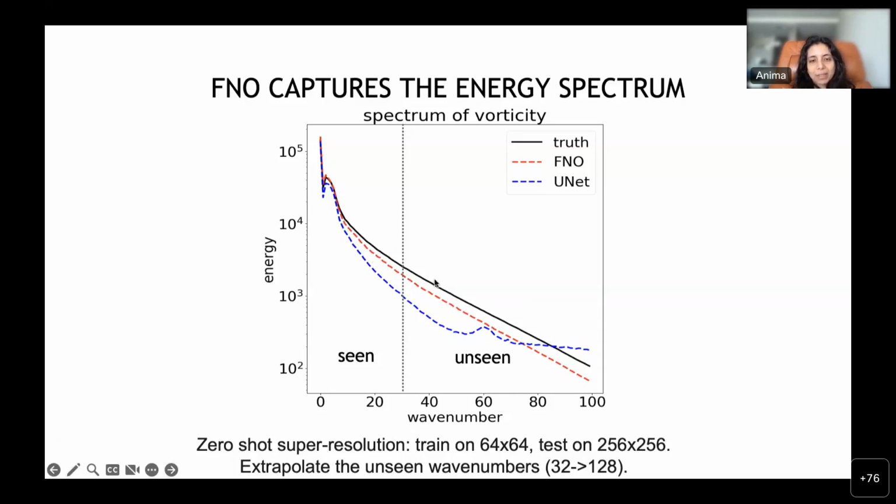These systems are dissipative, so you do see the drop off of the energy spectrum. But when we are giving training data at a fixed resolution, we only see these wave numbers, so we have no idea what the higher wave numbers are. But in cases where there is a nice drop off, our framework is able to track that, compared to other standard frameworks like UNet.